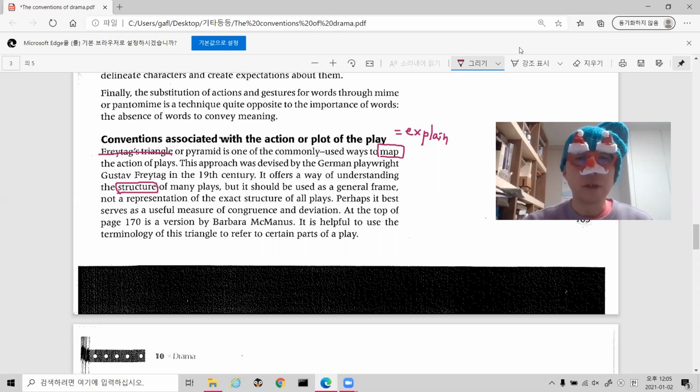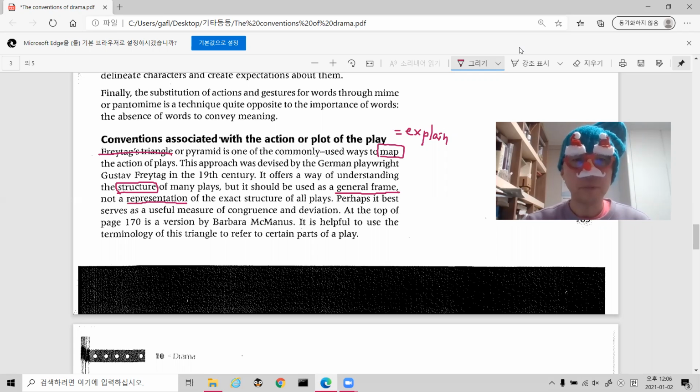But it should be used as a general frame, not a representation of the exact structure of a play. When you use Freytag's triangle, it can only be used as a general frame, a general tool for understanding the overall, average structure of the play. Freytag's triangle cannot really represent every single play that exists in the world. We only need to use it as a general frame to understand the structure of the play.